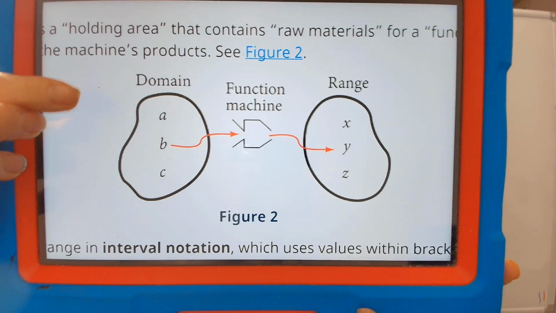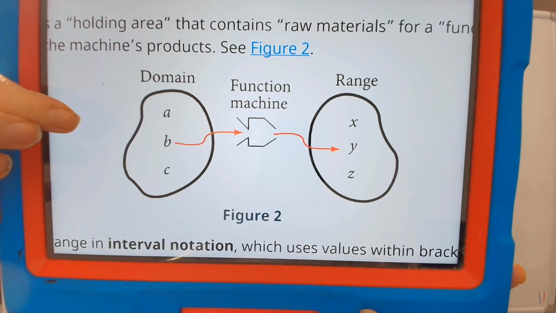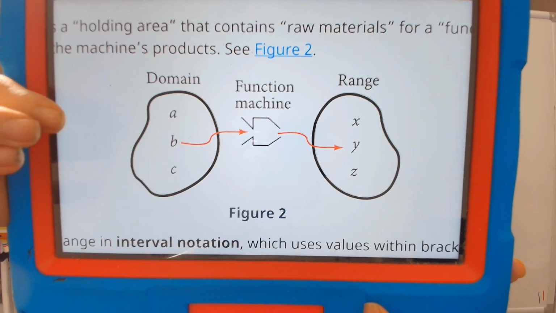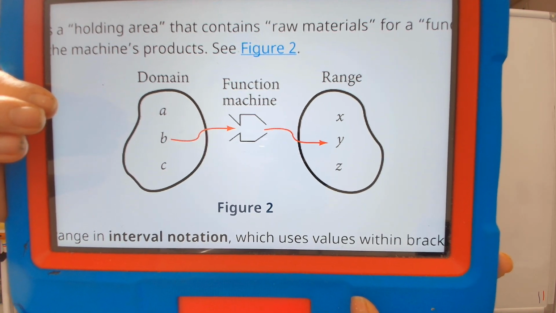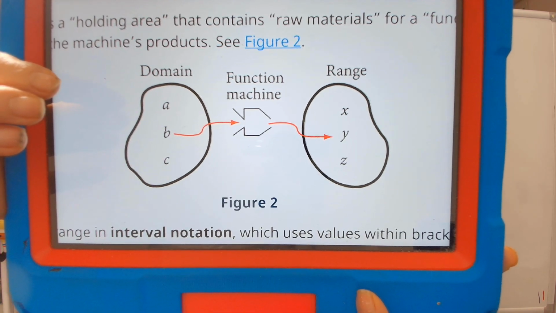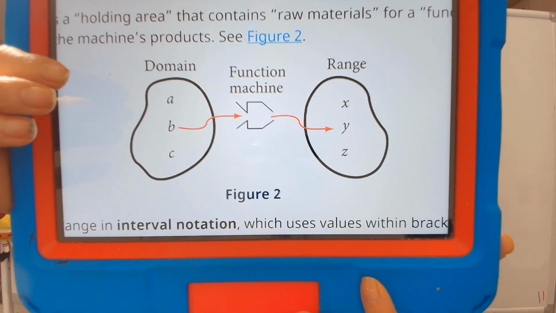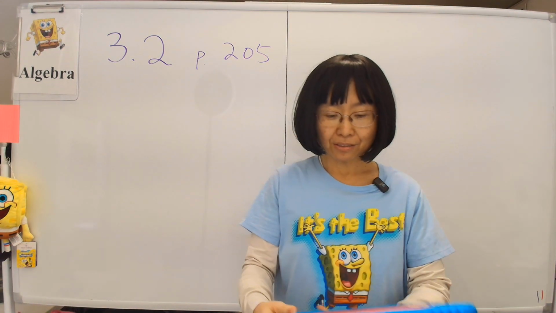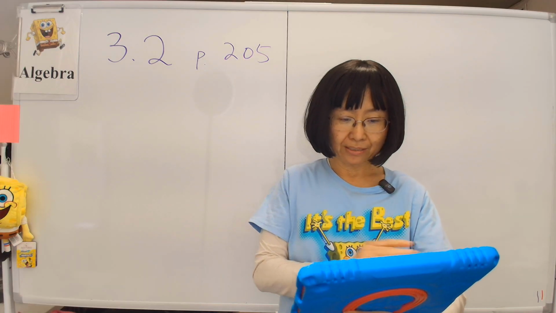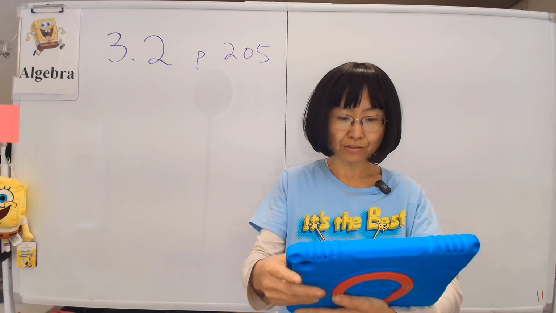We have the domain here, okay? We have a collection of stuff, right? And everything that's in the collection that can fit into the function is called the domain. And the range is everything that might get spit out, okay? Every possible conclusion that comes out of it. So as an example then, let's look at the next page, 206.